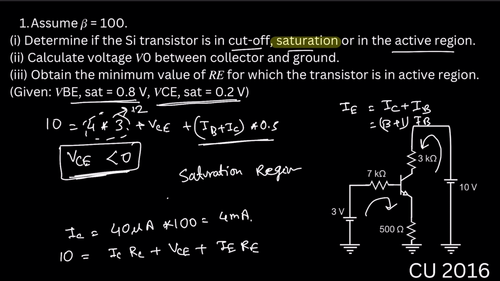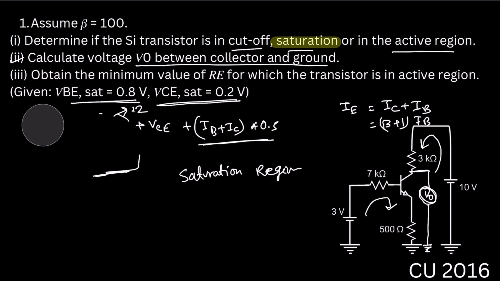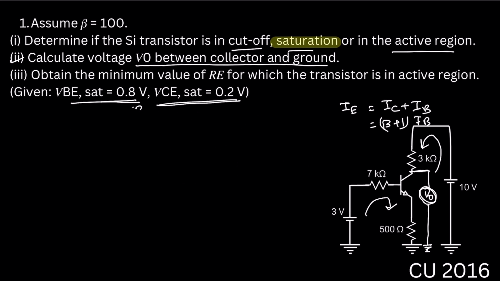Okay, now going to the next question. That means we need to calculate the V0 between collector and ground. That means this is the collector port, so we will connect a voltmeter from the collector to ground. So we need to calculate the value of V0. Okay, so what will be the value of V0? We can write down V0 will be VCE plus IE into RE.